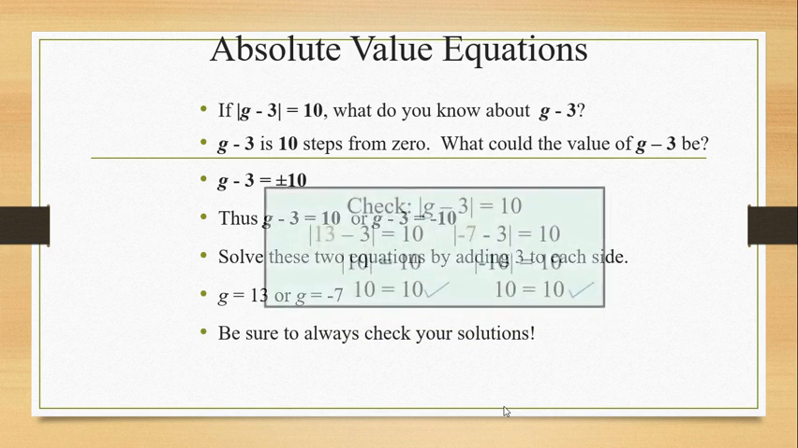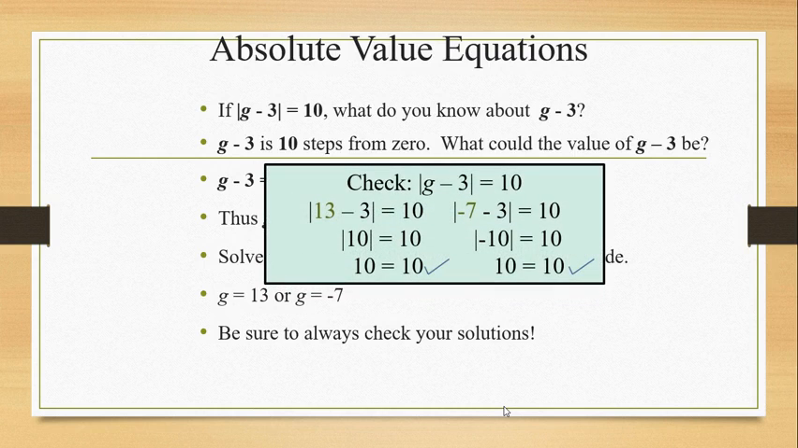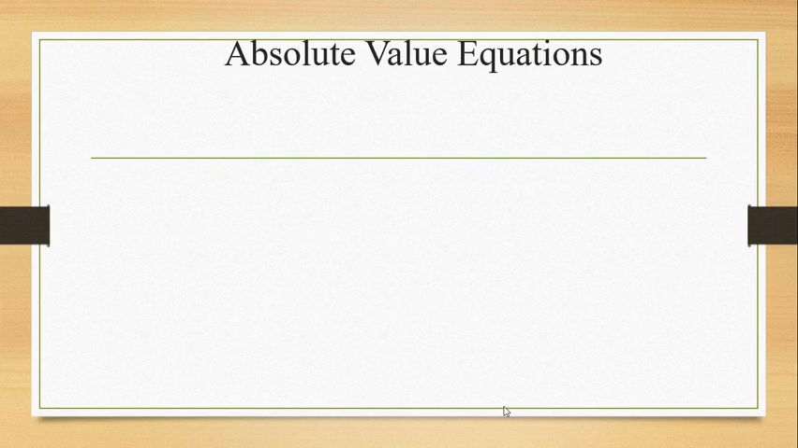We're going to check our solutions. We put 13 in, minus 3 is 10, and the absolute value of 10 is 10, so 10 equals 10. -7 minus 3 gives us a -10 in the absolute value sign, which turns to a +10, which equals 10. So the solutions for this are g is equal to 13 and -7.